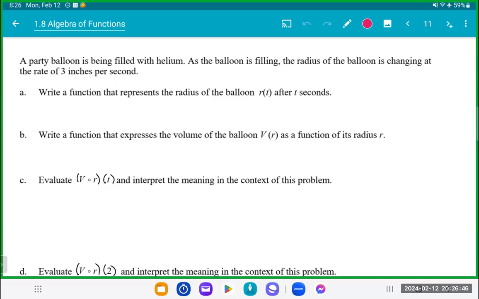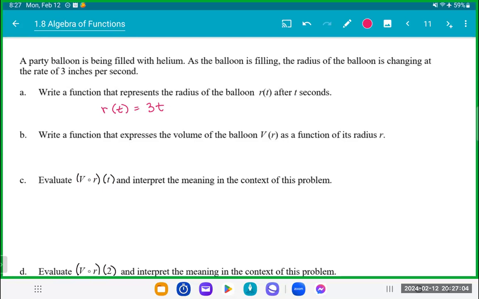So our r of t is equal to, remember, it was 3 inches per second, and our time is measured in seconds, so it'll be just 3 times our time.